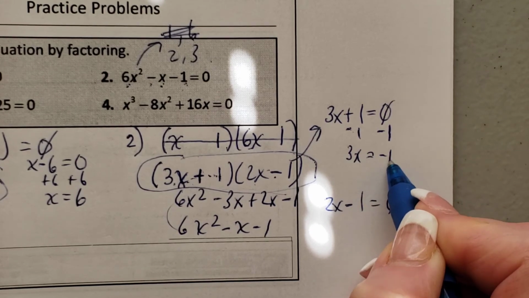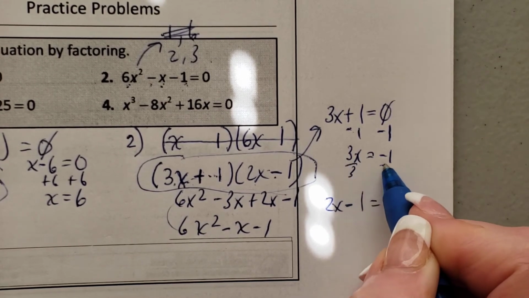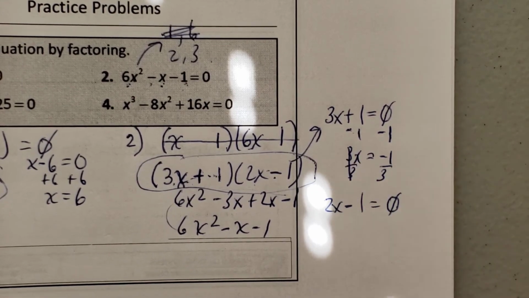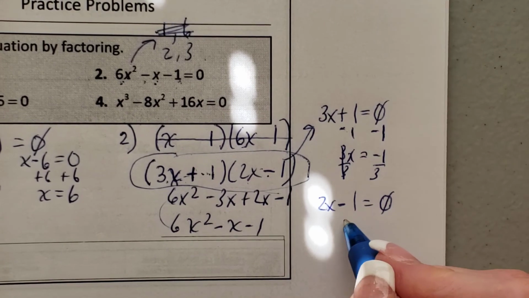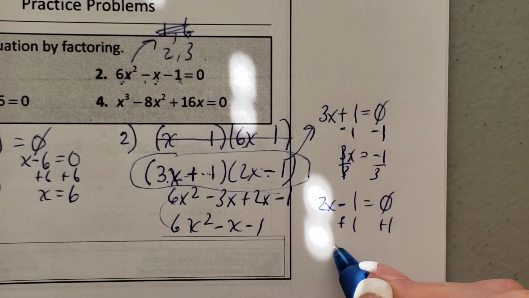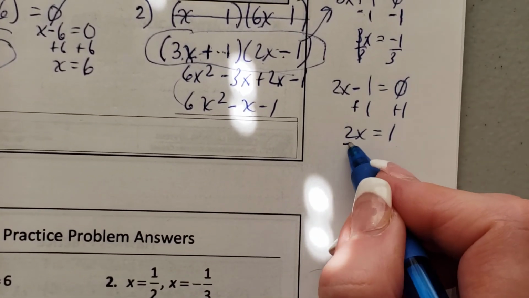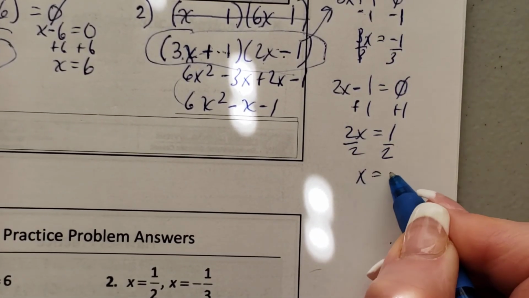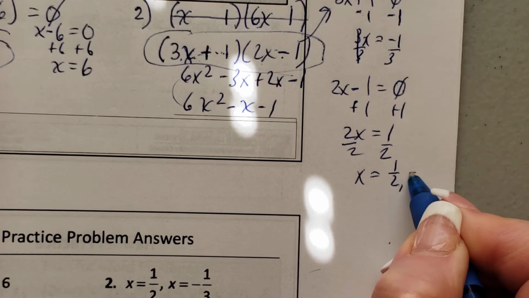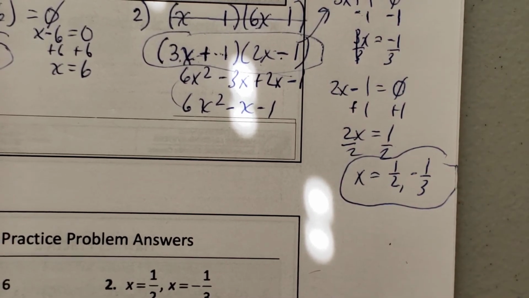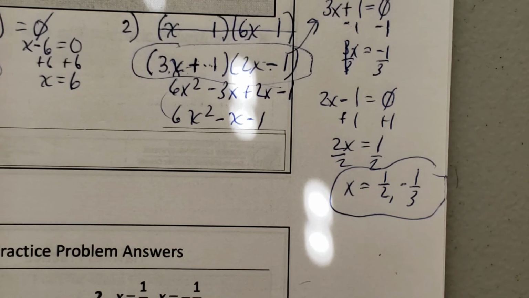And then I'm going to divide both sides by 3. So x could be negative 1/3. And then the second one, I'm going to add 1 to both sides. So I'd have 2x equals 1. I can divide both sides by 2. So x could be 1/2 or negative 1/3. You're just setting both of those equal to 0 and solving for x.